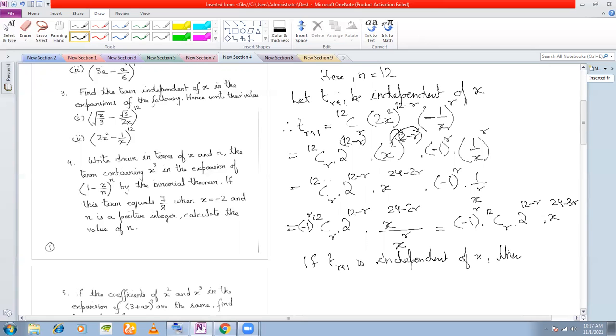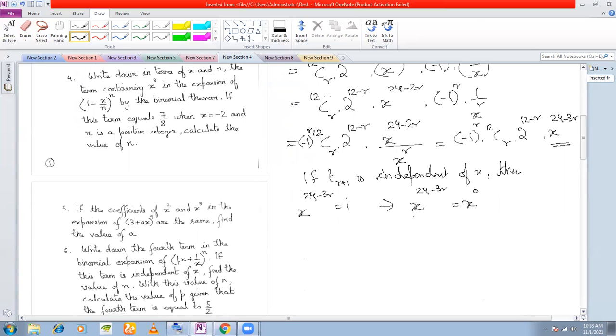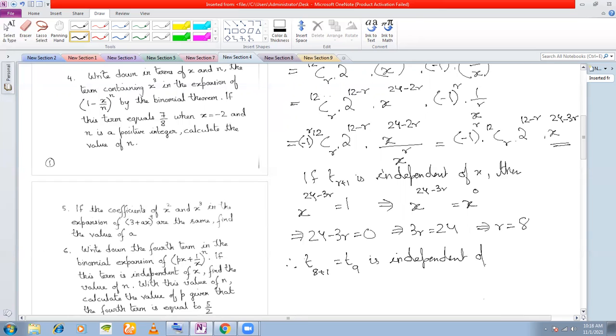then this x term here must be equal to 1. It means x to the power of 24 minus 3r must be equal to 1. That means x to the power of 24 minus 3r must be equal to x to the power of 0. That means 24 minus 3r is equal to 0. So 3r is equal to 24, that means r is equal to 8. So we have got the value of r. So which term is independent of x? Therefore, T8+1 which is T9, the 9th term, is independent of x.